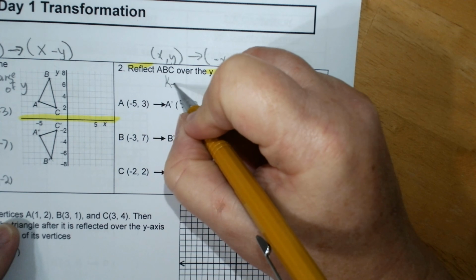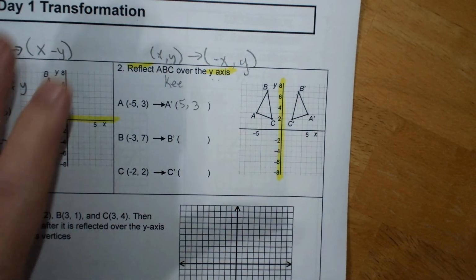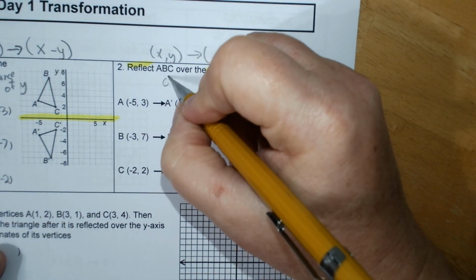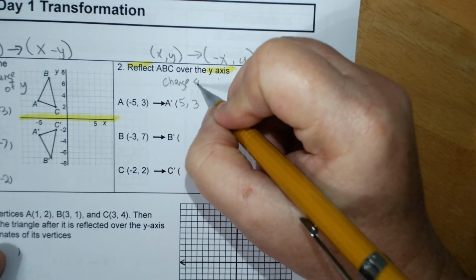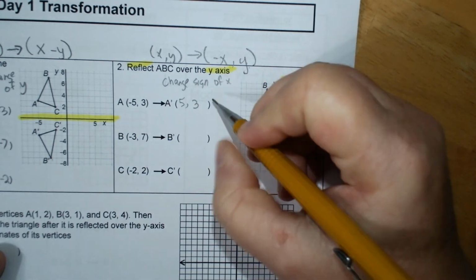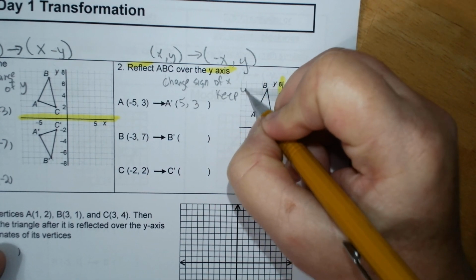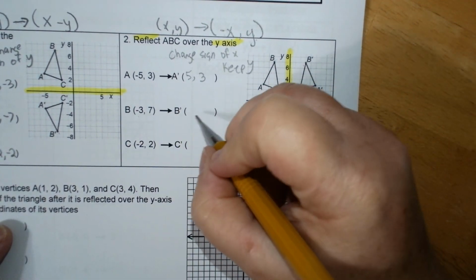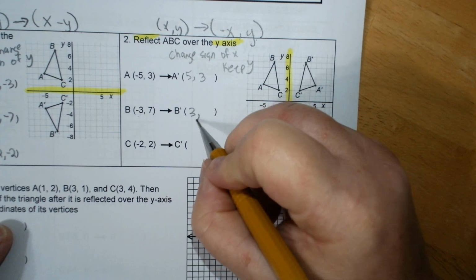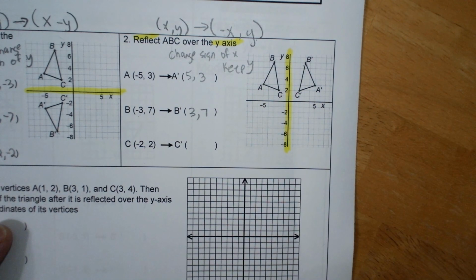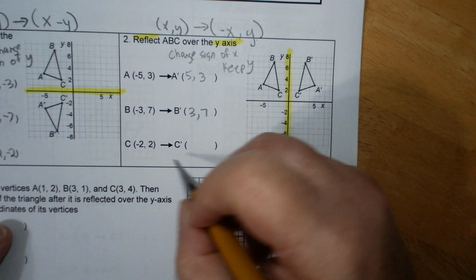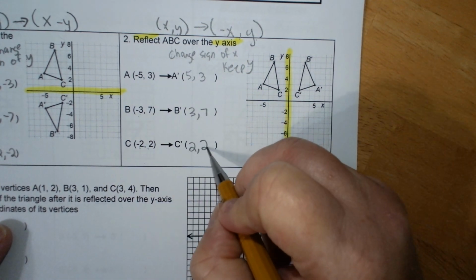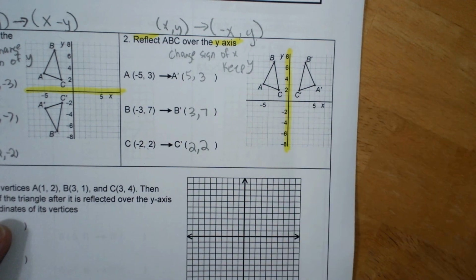So this says keep, does not. It says change sign of x, keep y. So change the sign of x, -3 becomes 3, keep the y value. Change the sign of the x, keep y. And if you graphed it, that would be there.